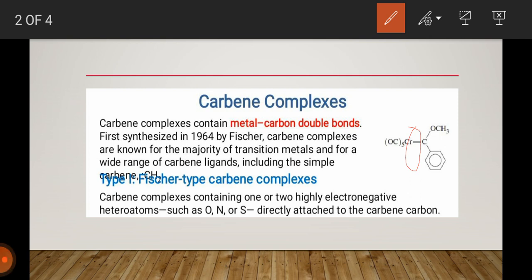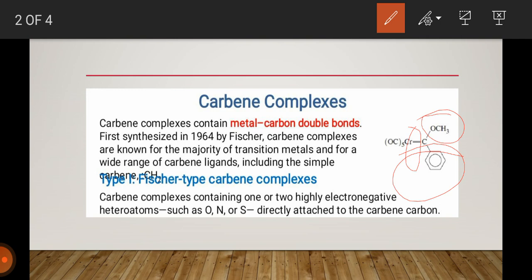Basically there are two types of metal carbene complexes, Fischer type carbenes and Schrock type carbenes. Fischer type carbenes have the same carbon linked with two different atoms. They have other characteristics that distinguish Fischer and Schrock carbenes, which we are discussing in the next slide.